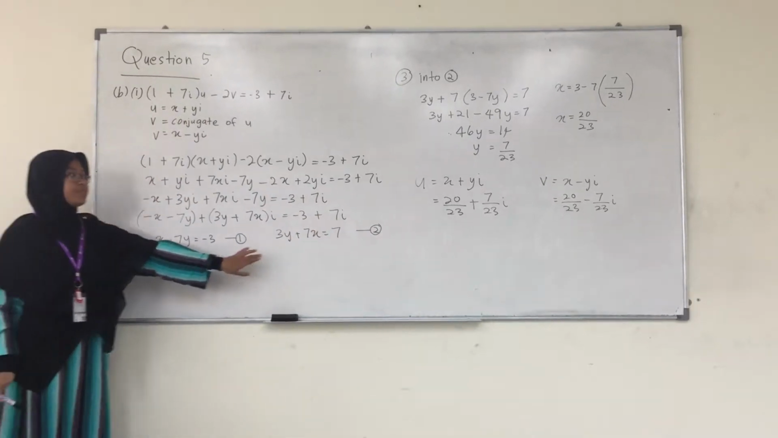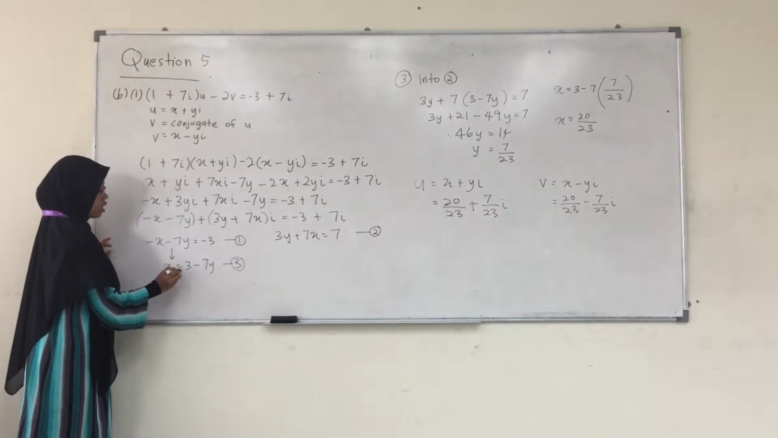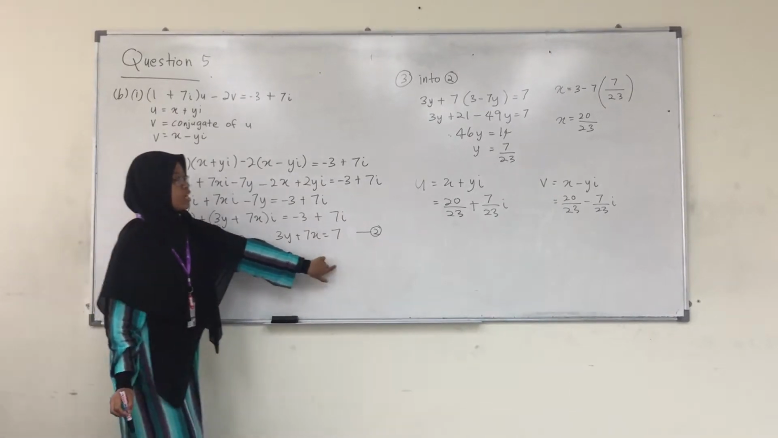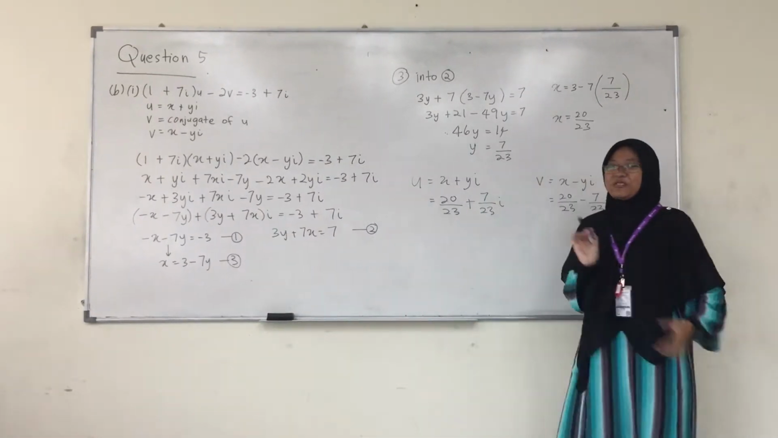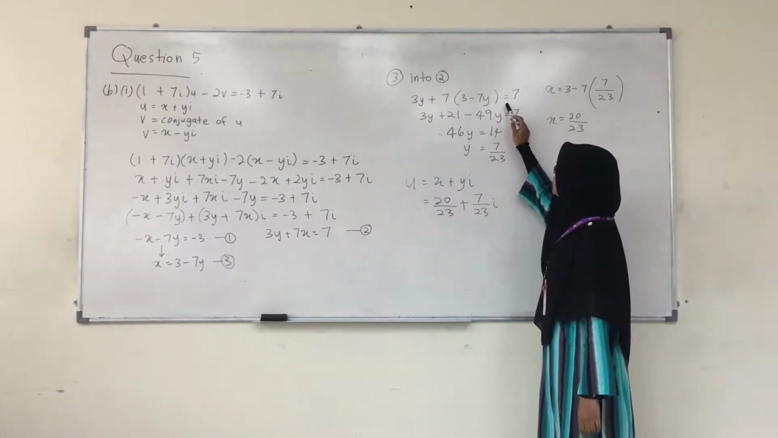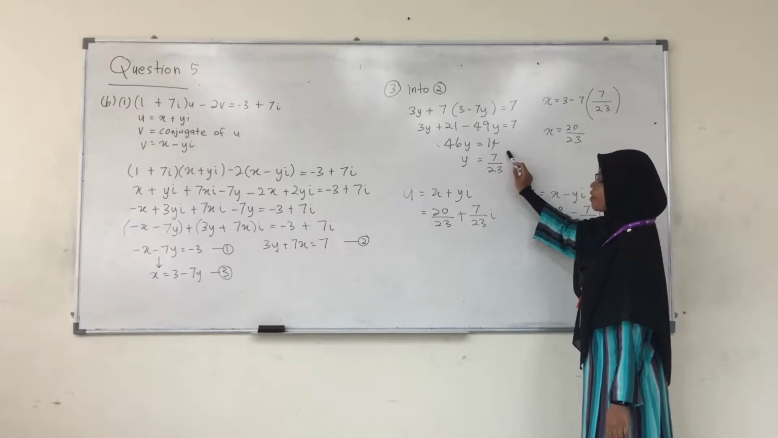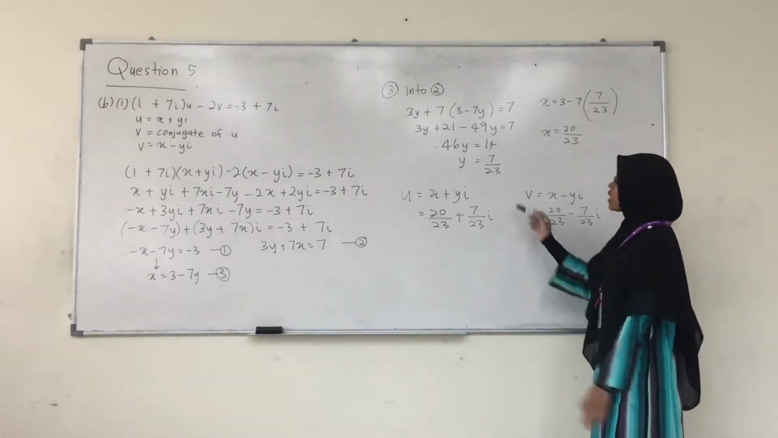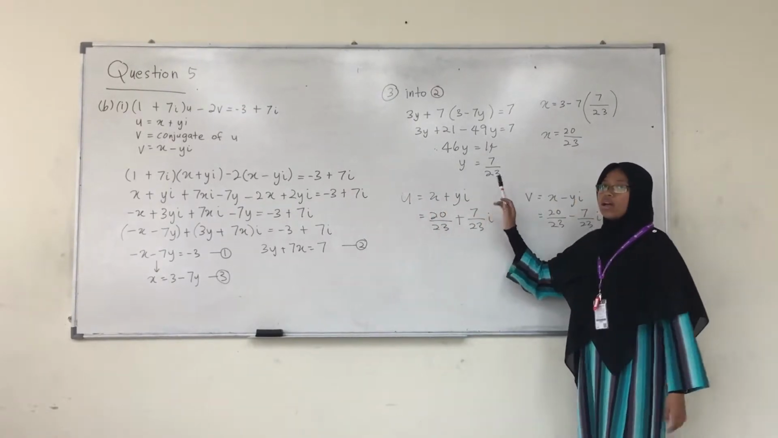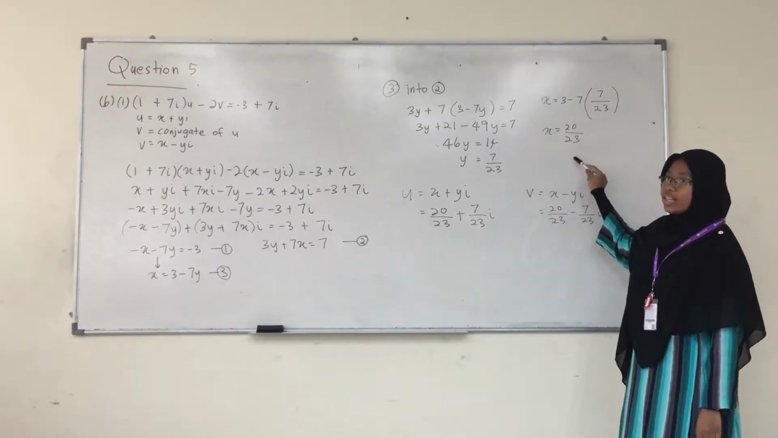Okay, now we have two equations. From the first equation we can derive the third equation, which is x equal to 3 minus 7y. So we can use simultaneous equations, by putting the third equation into the second equation. Now we substitute, and we will get the value of y, which is y equal to 7 over 23. Then we can back substitute into the third equation, because we already have the y value, and we get x equal to 20 over 23.